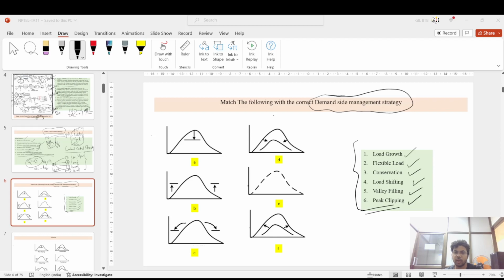Anybody? If you got any of the correct answer, just write in the chat box that A is matched with the third, like that. You can write in the chat box if you got any of the correct answers, one, two, or three, any.